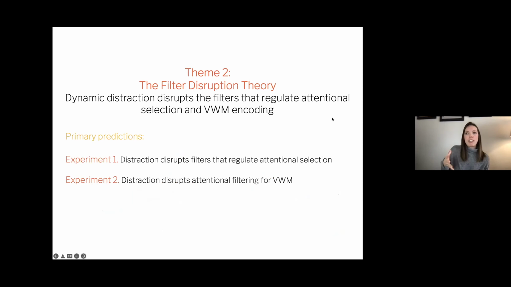And so these findings in particular are sort of the crux of this filter disruption theory that we have been developing. And this filter disruption theory says that dynamic distraction disrupts these filters that regulate both attentional selection and working memory encoding. And its primary predictions are that distraction disrupts filters that regulate attentional selection, which we provided evidence for in experiment 1 of theme 2, and that distraction disrupts attentional filtering for visual working memory, which we provided some evidence for in experiment 2 of theme 2.